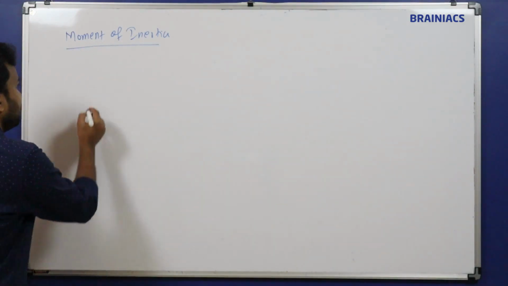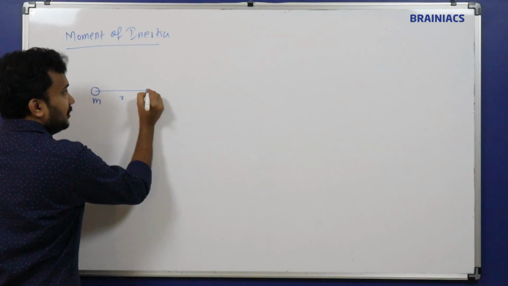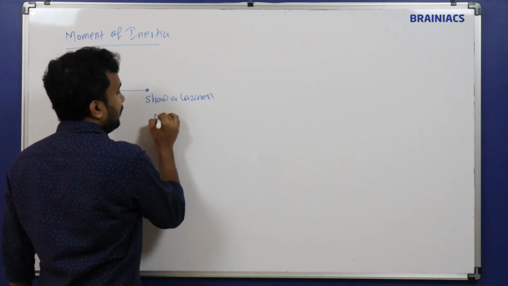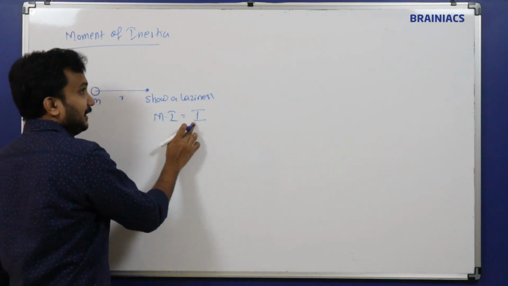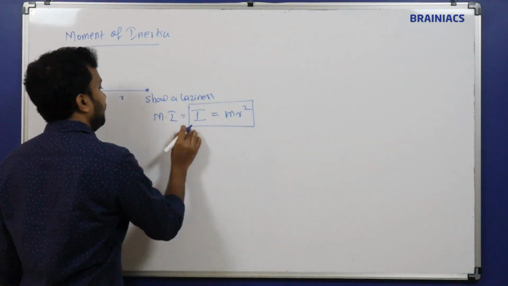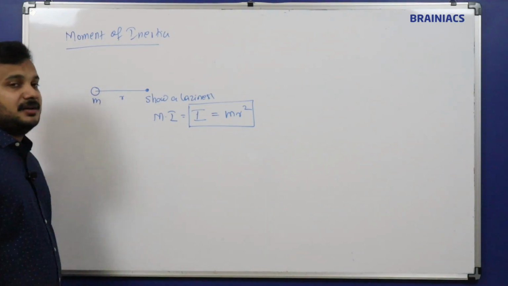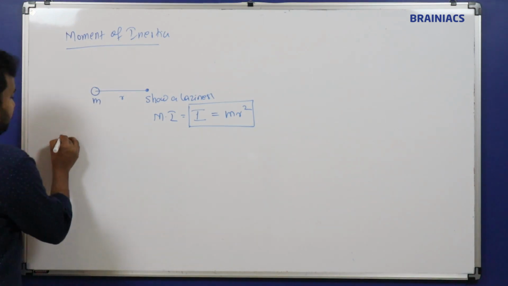So let's take an example. Suppose I have a mass m here. At a distance of r meter away, this body will show a laziness. This laziness is called the moment of inertia, and the general representation is I. I is equal to mr squared. Please remember this formula. Not torque, moment of inertia, I is equal to mr squared.